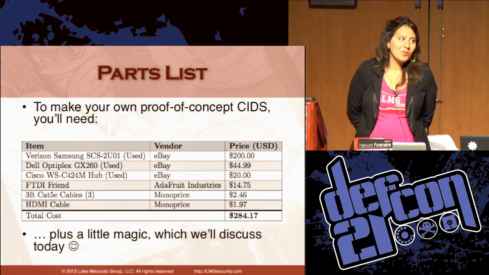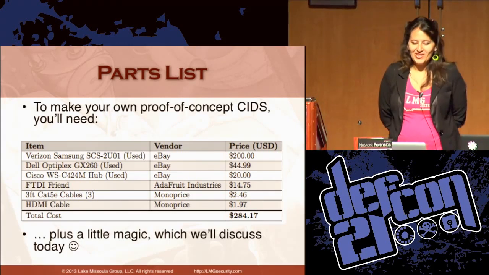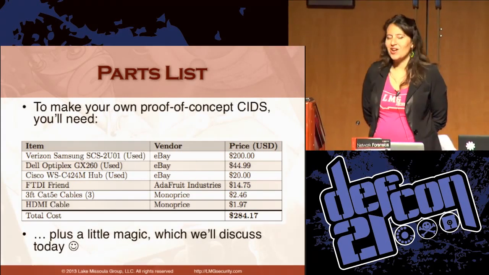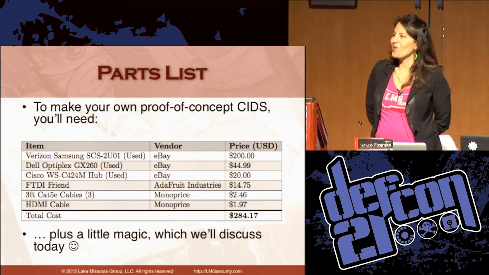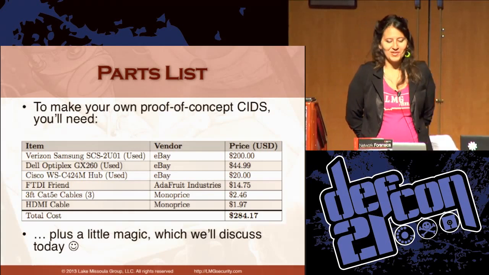We had a Dell Optiplex GX260. It was also used. It cost $44, including shipping. Obviously, if you want to, you can get some beefier hardware, but that was totally fine for our purposes.